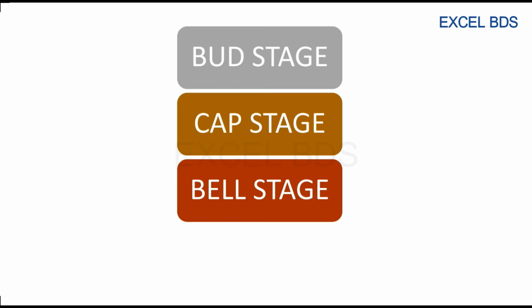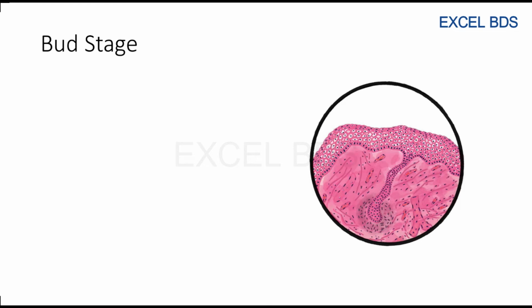So first we'll talk about the bud stage now. Let's start with the bud stage. This is the first stage of tooth development. And here, as I told, see, here the enamel organ looks like a bud. That's why the name is bud stage. Here what all is present? This over here is the oral ectoderm. This is the enamel organ, and this thing has two sets of cells here, as you can see.